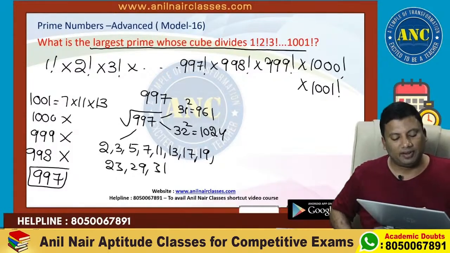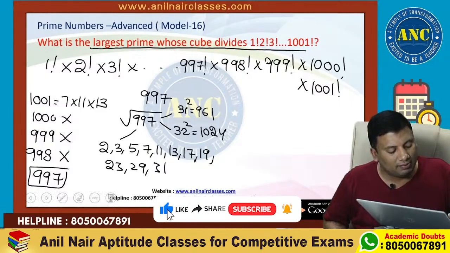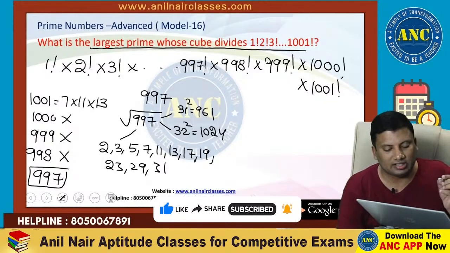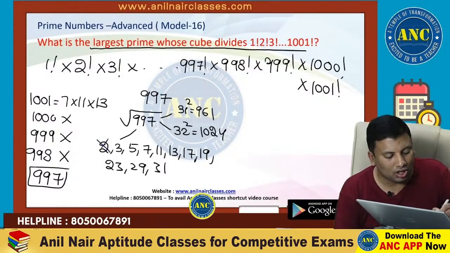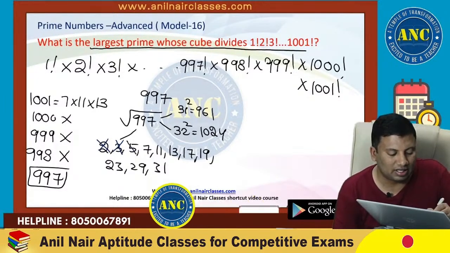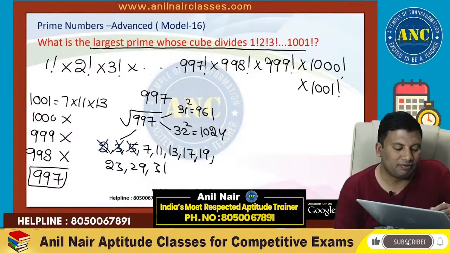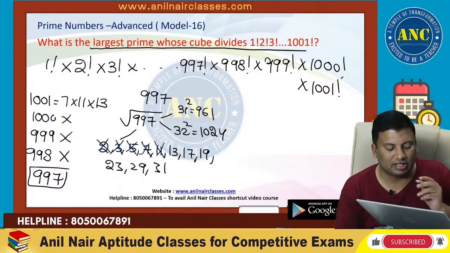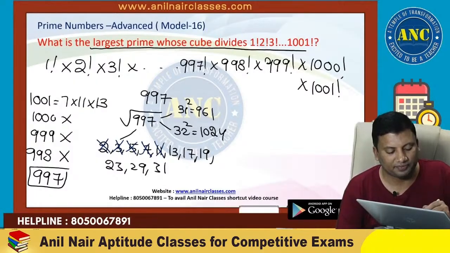So check if 997 is divisible by any of these numbers. If it is not divisible by any of these numbers, then 997 is a prime number. 2 not possible. 3, the sum of the digits should be divisible by 3. 5 not possible. 7 4s are 28, not possible. 11 not possible, the sum of odd and sum of even places not matching.